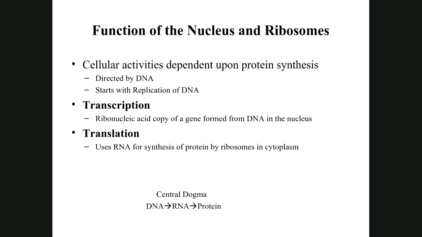In addition to the nucleus serving as the control center of the cell, it also includes our genetic material. The genetic material is going to consist of DNA and RNA. Cellular activities are dependent upon our DNA for production of our proteins.